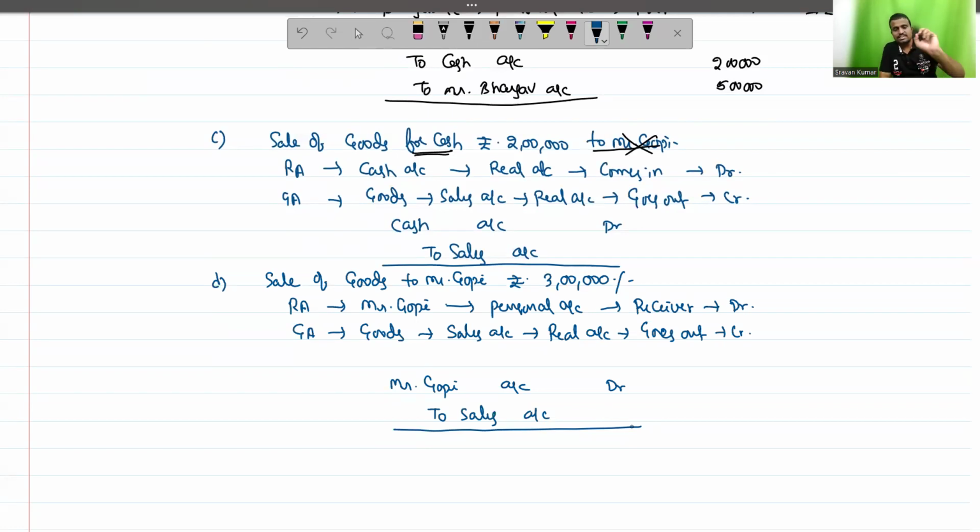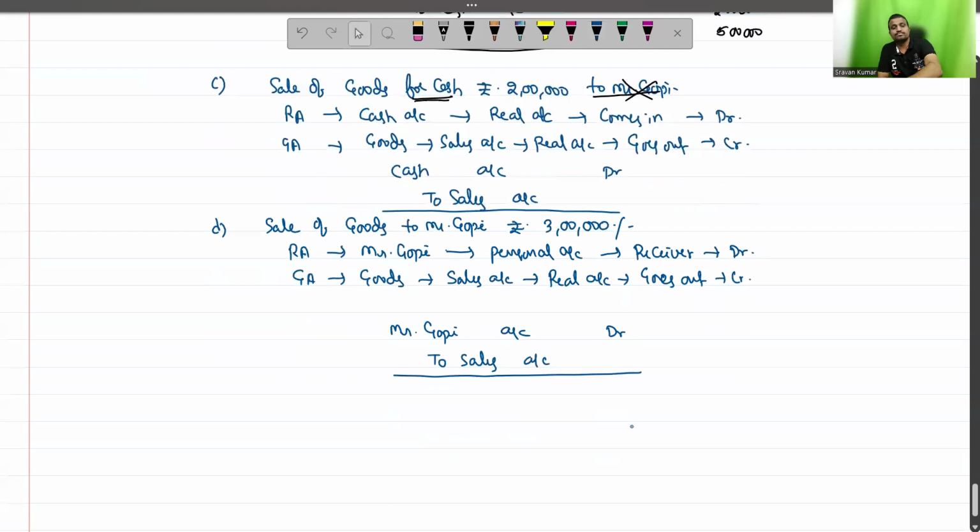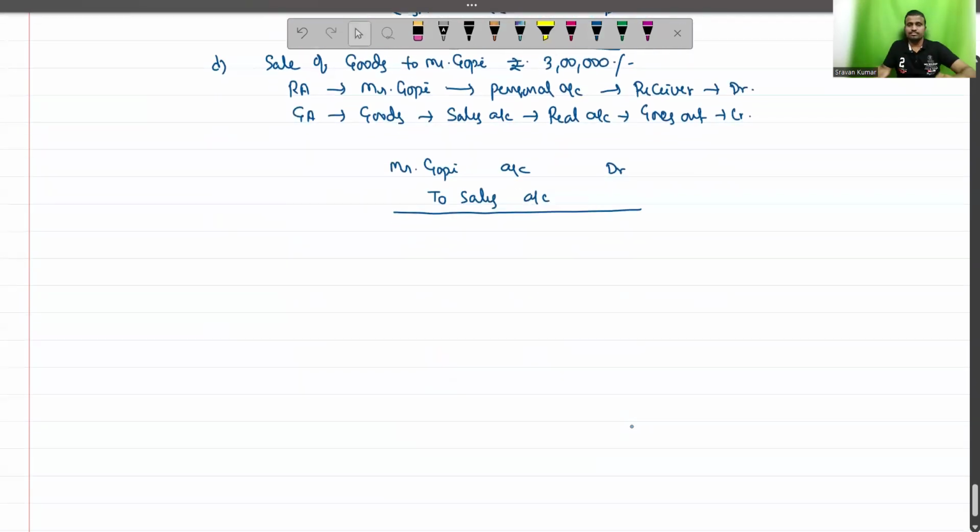Okay, so this is the transaction. For sale of goods for cash, we write the entry cash account debited to sales account. For sale of goods on credit, we write the entry debtor account debited to sales. Debtor is nothing but Gopi, Bhargav, A, B, C, so the person's name. Debtor account debited to sales account is the journal entry to be recorded. Okay, then next one.